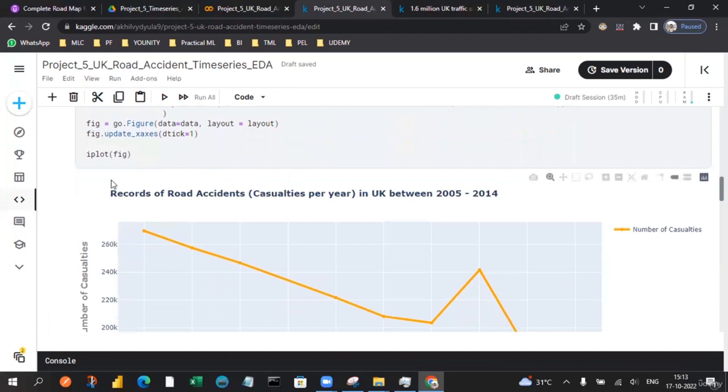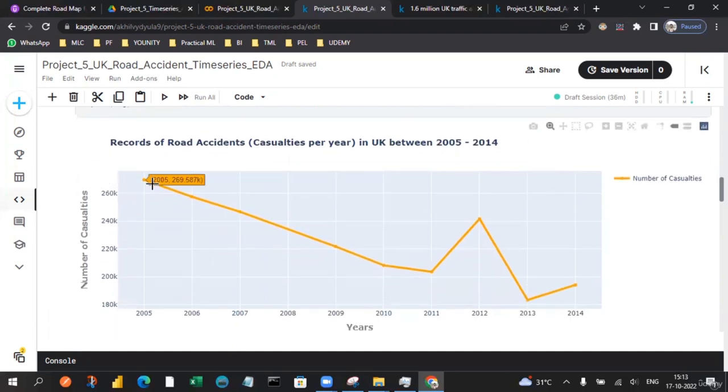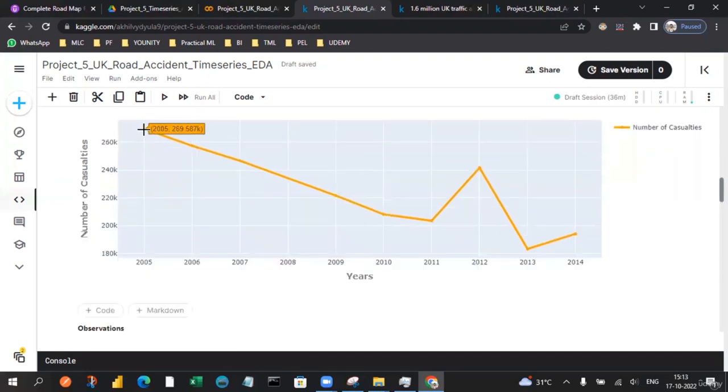So let's check this scatter plot so that we will be able to understand the number of casualties over the years. You can see the line drastically decreasing at 2010 and 2011. But in 2012 it increased again when compared to the peak value we had in 2005. It may be slightly higher and slightly lower than that, but it did not touch the peak value.